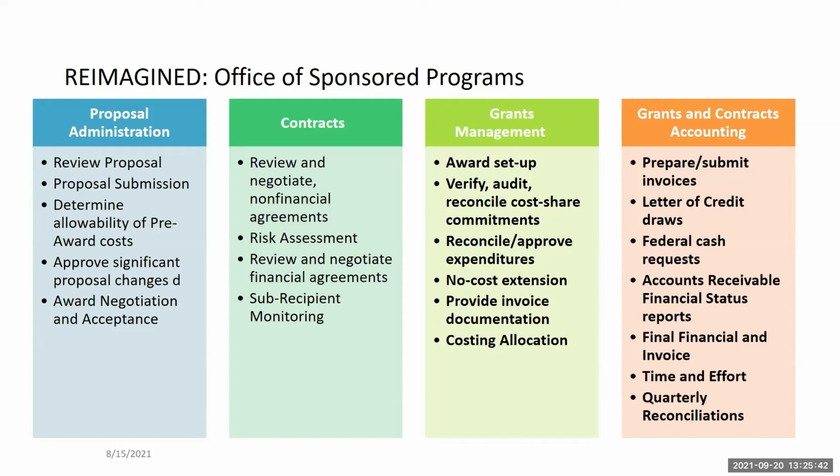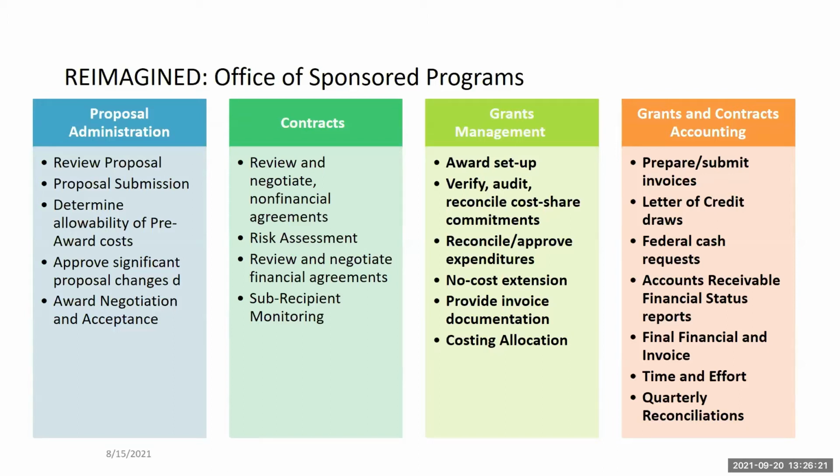In the contractual agreement area, they deal with risk assessment. New responsibilities for them this year will be subrecipient monitoring. That has to do with sub-agreements where we actually monitor their progress. The risk assessment deals with whether or not they are able to provide the work and have an infrastructure in place. They also review and negotiate your non-financial and financial agreements.